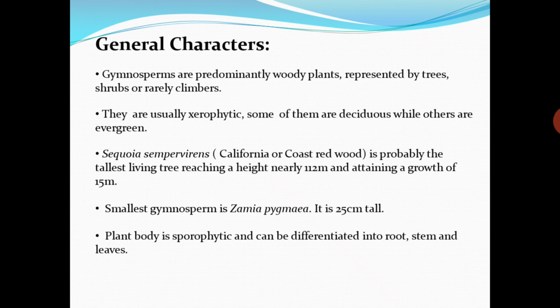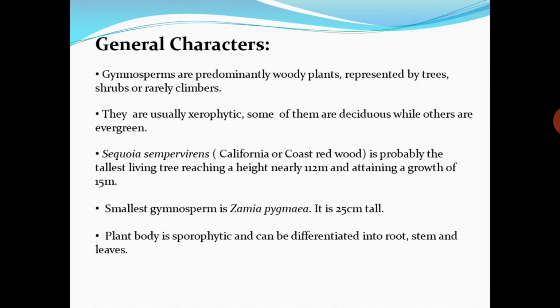Next is sequoia, the largest, tallest living tree, reaching a height of nearly 112 meters and attaining a girth of 15 meters. Right, it is the tallest tree of the gymnosperms, sequoia. It is also called California or coast redwood. The smallest gymnosperm is Zamia. It is only 25 centimeters tall.